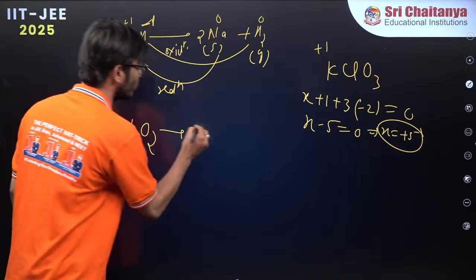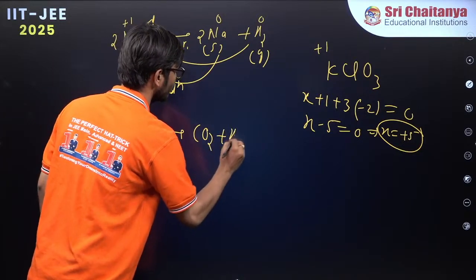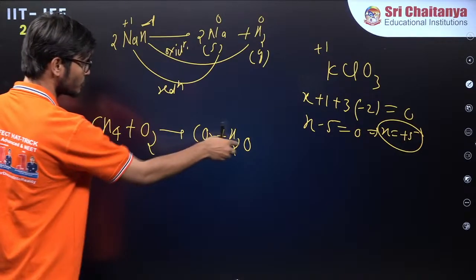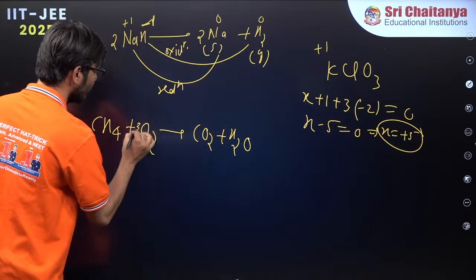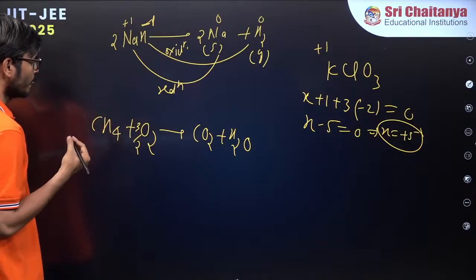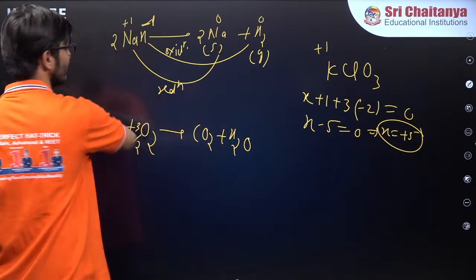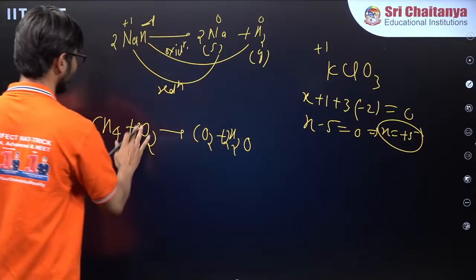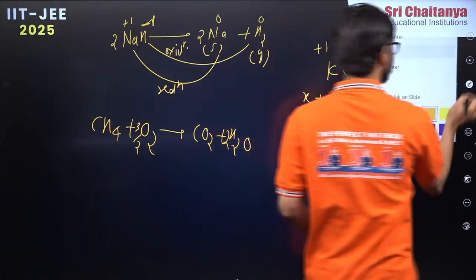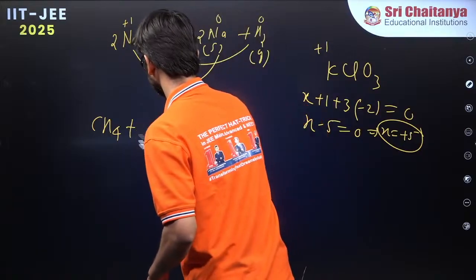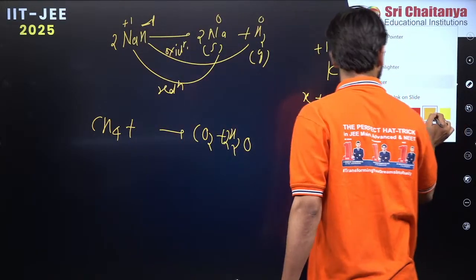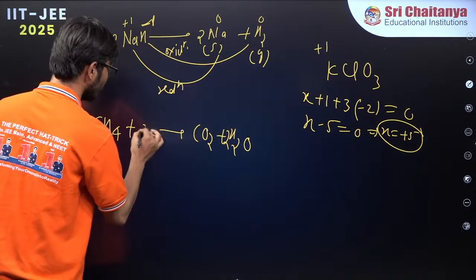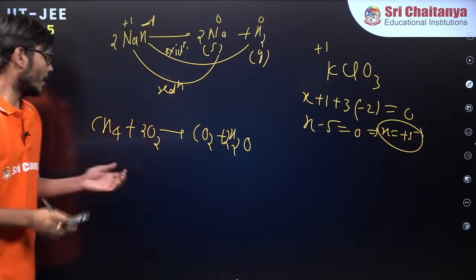So CH4 plus O2 forms, tell me, beta ji, CO2 plus H2O. You can balance the reaction. You can write 3/2 over here, something like that. Balance it, whatever. So this is 2H2O, so 2 plus 2, 4. So 2 plus 2, 4, right? Now this is a redox reaction.